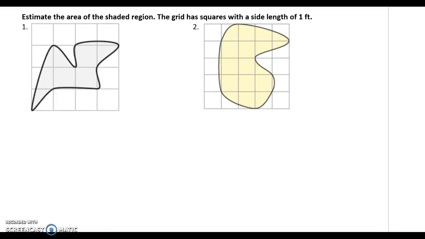How can I estimate the area? And see, this grid has squares with side length of 1 foot, right? So same deal here, just look for familiar shapes and add or subtract, right?